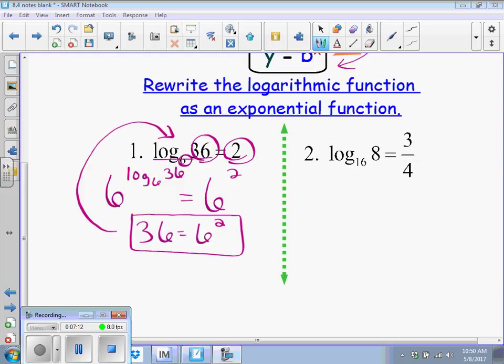So what's my base? The base for my exponent is 16. What's my exponent? The log always equals whatever the exponent is. So what's my exponent for 16? 3/4 equals 8.